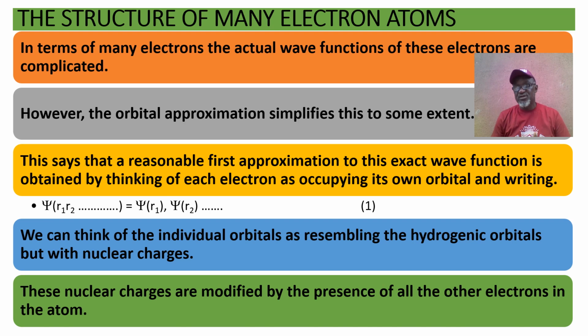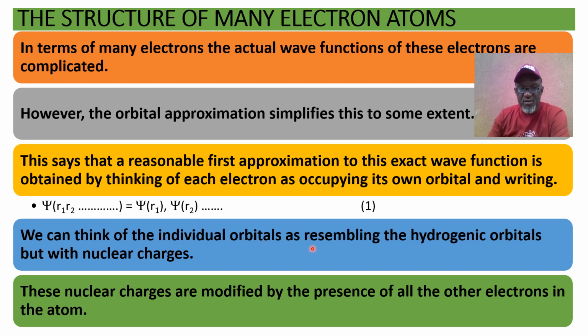Remember, we'll be looking at hydrogen atom. We want to quickly look at when there are so many other electrons, that is, many electron atoms. In terms of many electron atoms, the actual wave functions of these electrons are complicated, because we have so many electrons. However, the orbital approximation simplifies this to some extent. This says that a reasonable first approximation to this exact wave function is obtained by thinking of each electron as occupying its own orbital. Hence, writing phi r1 r2 will be equal to phi r1, that is a wave function for each of these electrons separately.